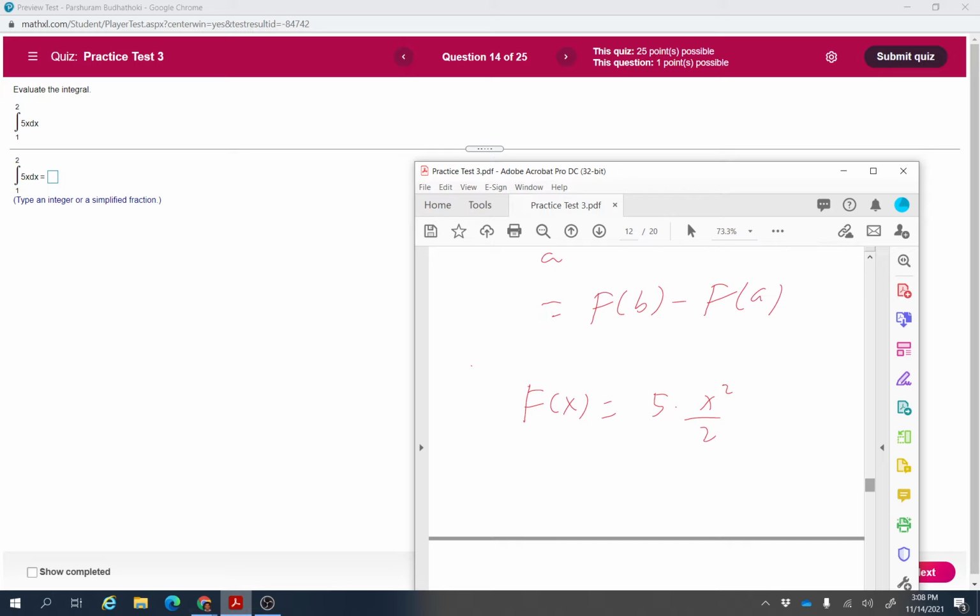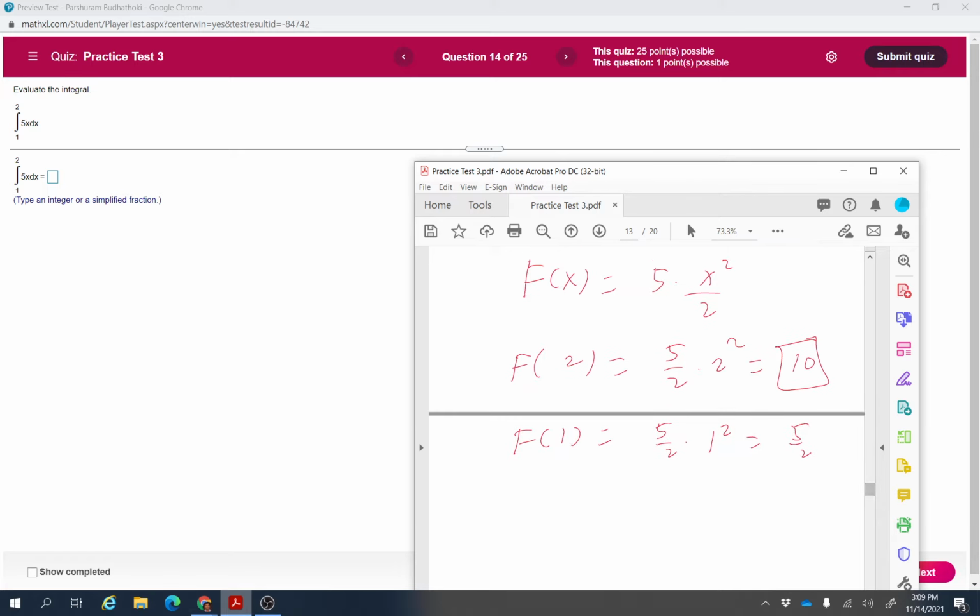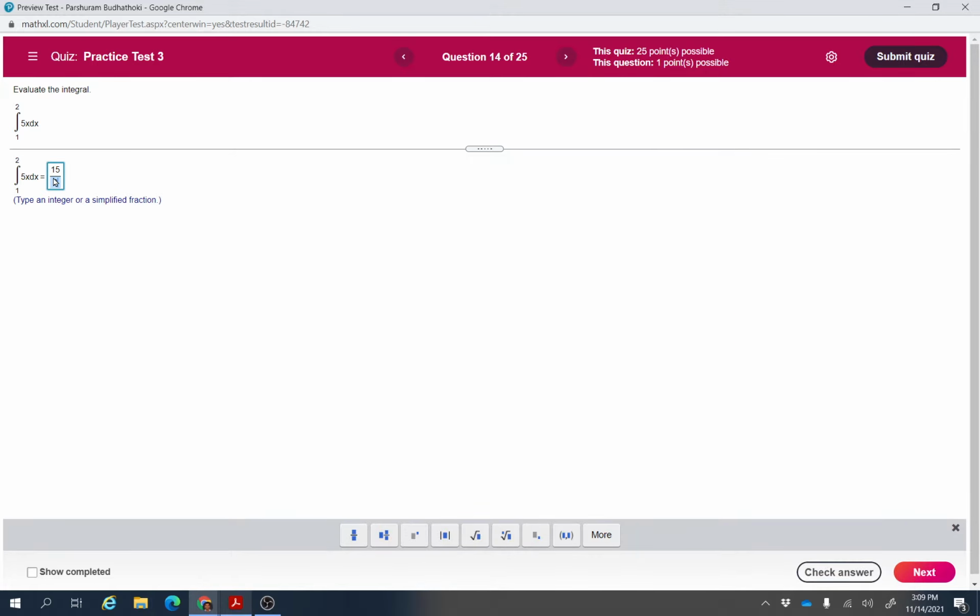Now by using the fundamental theorem, we need to find f of b, which is f of 2, which is 5 over 2 times 2 squared, which is 10, and then f of a, which is f of 1, which is 5 over 2 times 1 squared, which is 5 over 2. So the answer would be 10 minus 5 over 2, and 5 over 2 means 2.5, so it's 7.5. The answer here is to type an integer or simplified fraction, so no decimal. 7.5 means it's 15 divided by 2. That's the simplified fraction: 15 divided by 2.